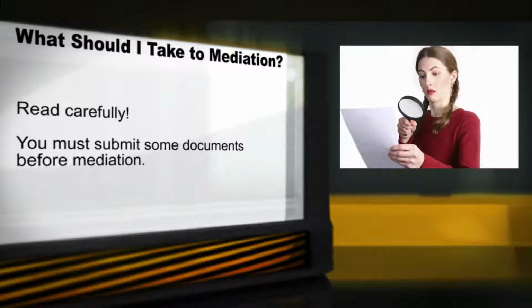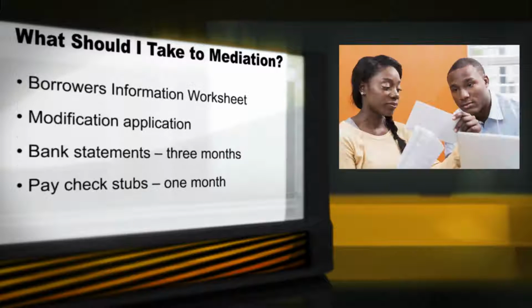You should bring the following documents, even if you've submitted them before. A copy of the Borrower's Information Worksheet, which asks you to give the lender information about your income, employment, assets, and debt. A completed, up-to-date modification application. 3 months of current bank statements.